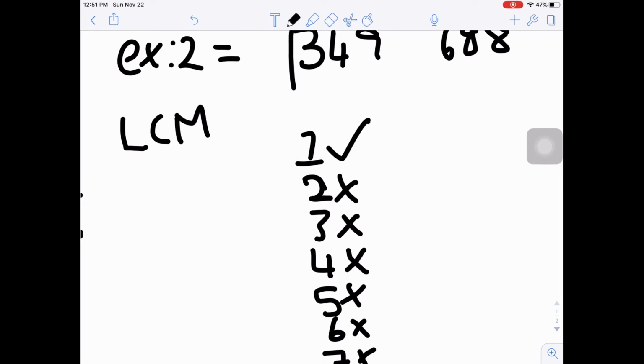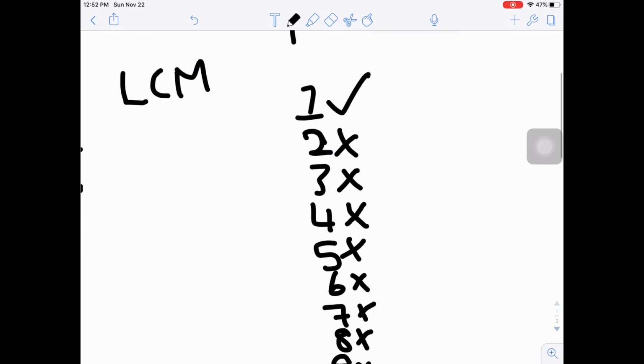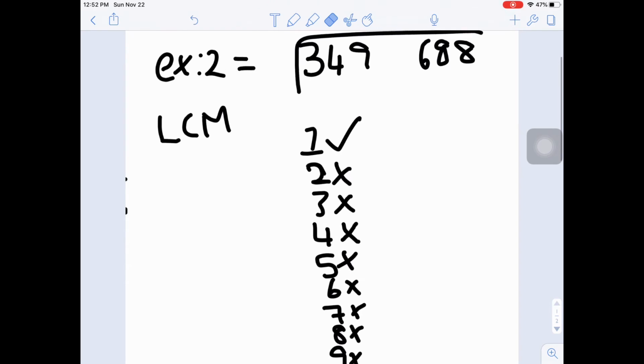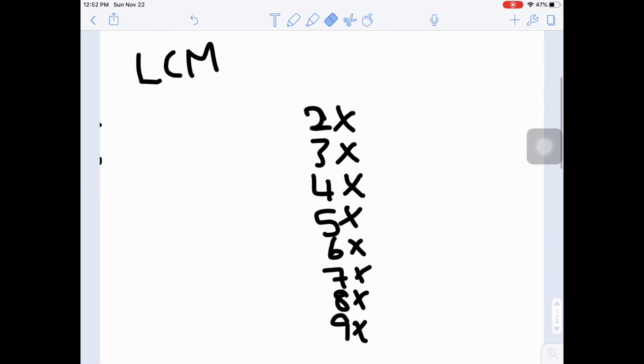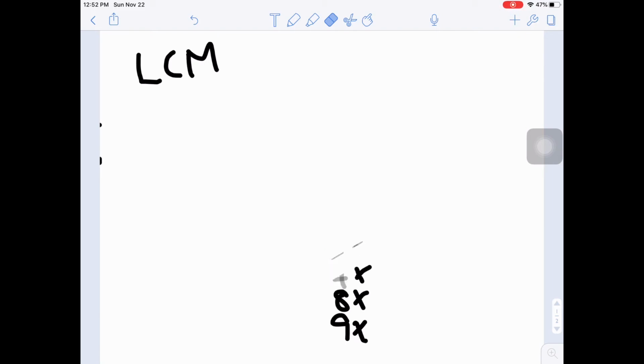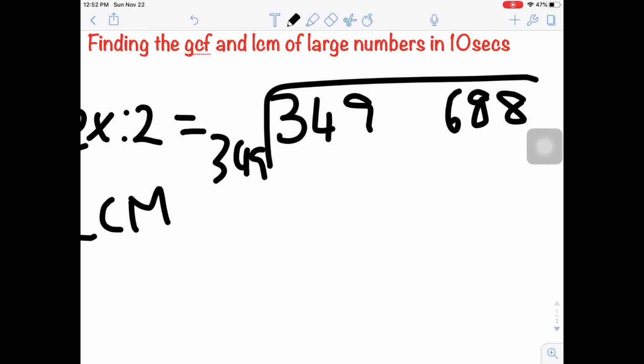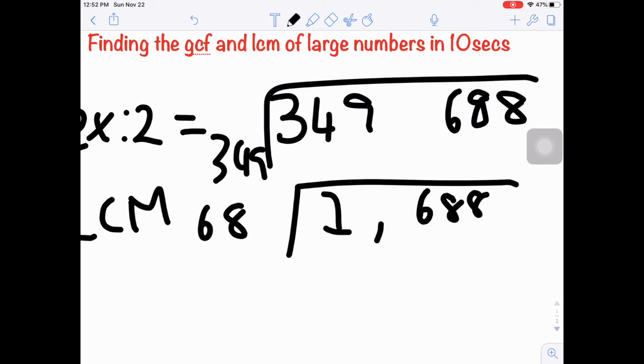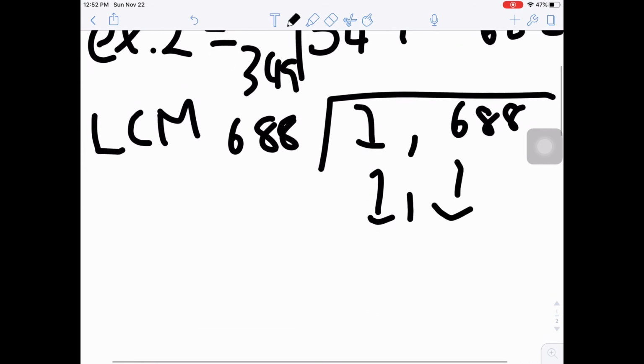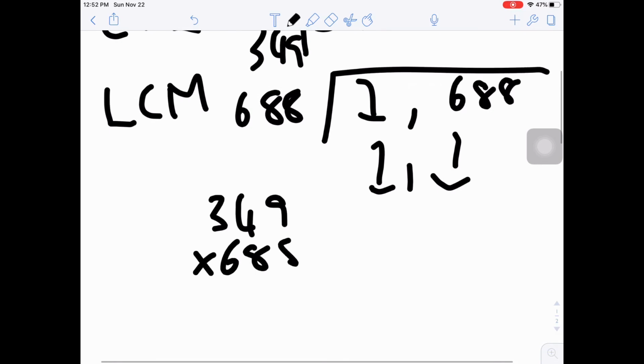So that means we can multiply the factors. 349 divided by 349 is 1, and 688 divided by 688 is 1. We got to the goal, and now the factors: 349 and 688 are the factors. So you just have to multiply those and you get the LCM.